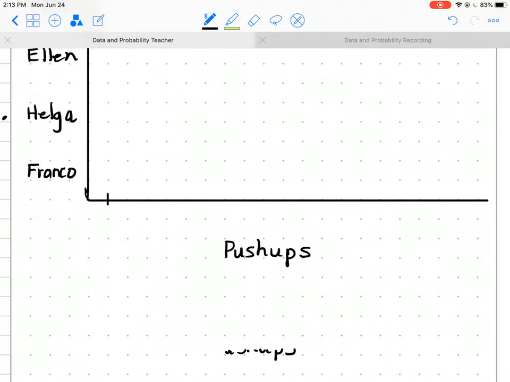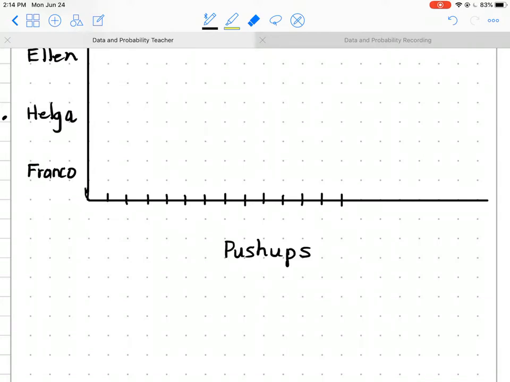So here's 2, 4, 6, 8, 10, 12, 14, 16, 18, 20, 22, 24, 26. Remember, Helga has 25. So I think that's pretty well what I'm going to have to do. I can't let each dot count 1, so let's let it count 2. And you'll see what I mean, I think, when we start drawing in our graph.